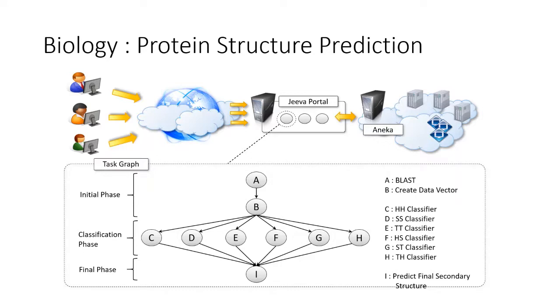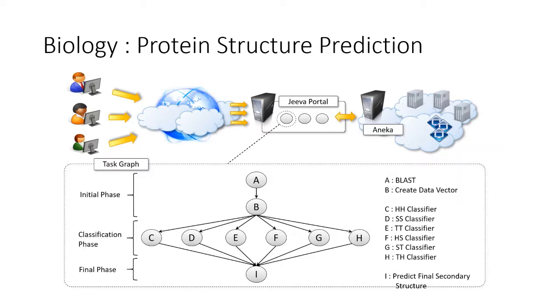A project that investigates the use of cloud technologies for protein structure prediction is JIVA, as shown in the figure. The prediction task uses machine learning techniques for determining the secondary structure of the proteins. These techniques translate the problem into a pattern recognition problem where a sequence has to be classified into three possible classes, that is E, H and C.